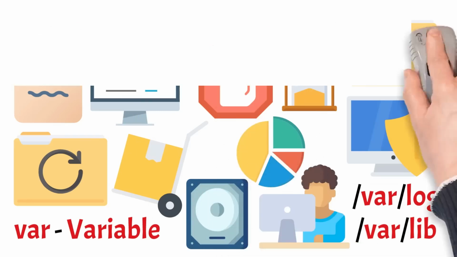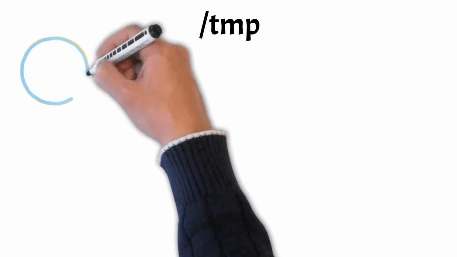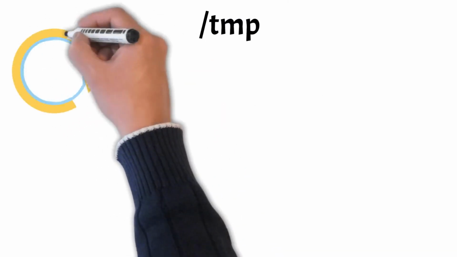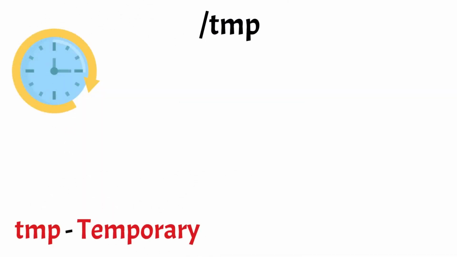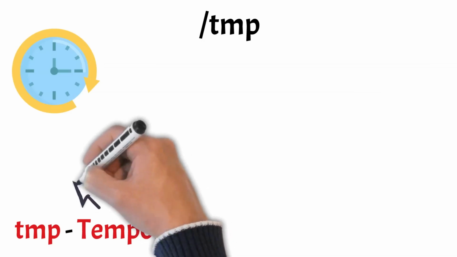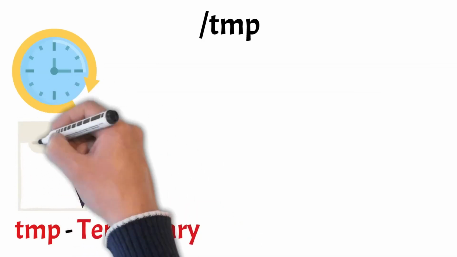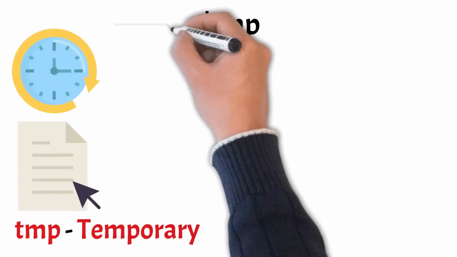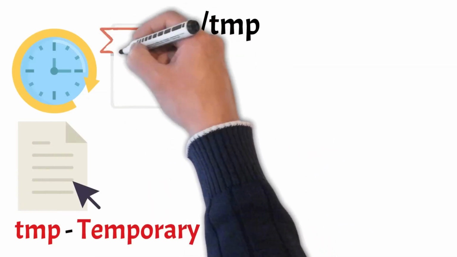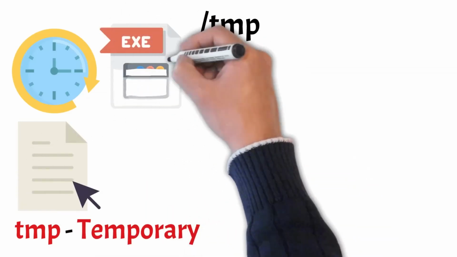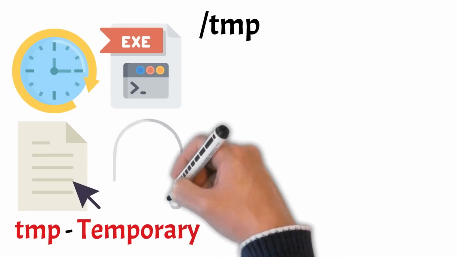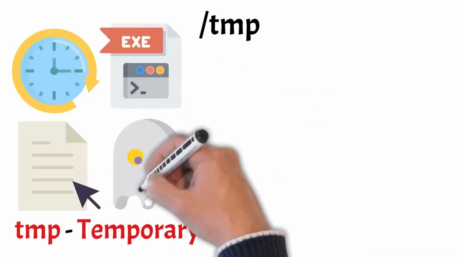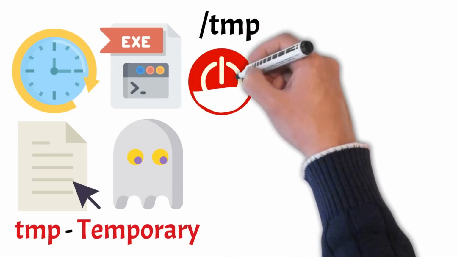Let's now take a look at a directory designed for short-term use, TMP. This is where temporary files go, often created by applications or users while tasks are in progress. For example, when you open a file in a text editor or install a program, temporary working files may be stored here. These files aren't meant to stick around. They're typically deleted automatically on reboot or after a certain period.